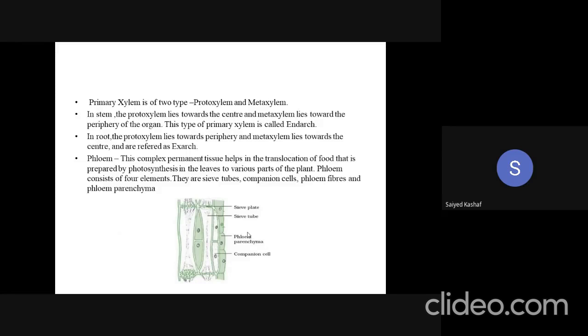And when the xylem forms, the primary xylem forms in two types, protoxylem and metaxylem. So in stem, the protoxylem lies towards the center, whereas the metaxylem lies towards the periphery. So this type of primary xylem is known as endarch, and in root, the protoxylem lies towards the periphery and the metaxylem lies towards the center, and they are referred to as exarch. Now, this was all about the xylem.